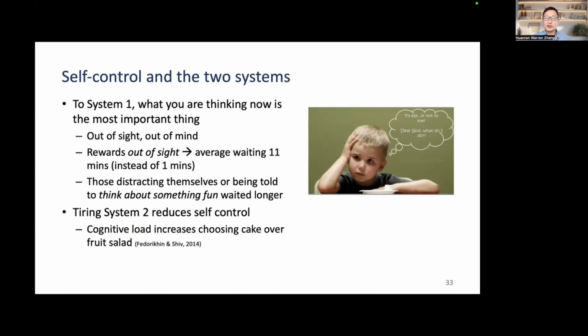It is also important to keep in mind that if your system 2 is tired, it also reduces self-control. Right? So when there are some cognitive loads, it would affect the choice between fruit salad and the cake. Right? Because when you have higher cognitive load, your system 2 would have a difficult time imposing self-control, so for you to choose a choice that is good for you.